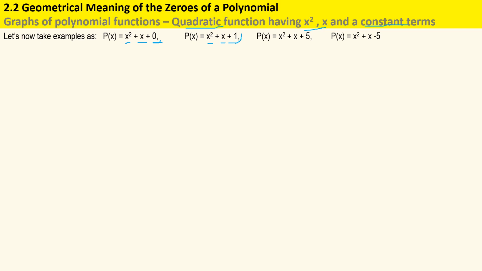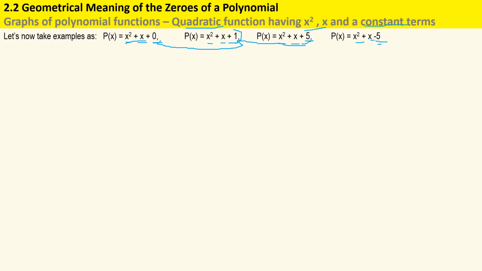So the constant term here is 1. And another example is x squared plus x plus 5. And the constant term here is 5. x squared plus x minus 5. So the constant term here is minus 5. So you see here that we have not changed the values or the terms in x squared and x, but we are varying the constant term in the different polynomials.